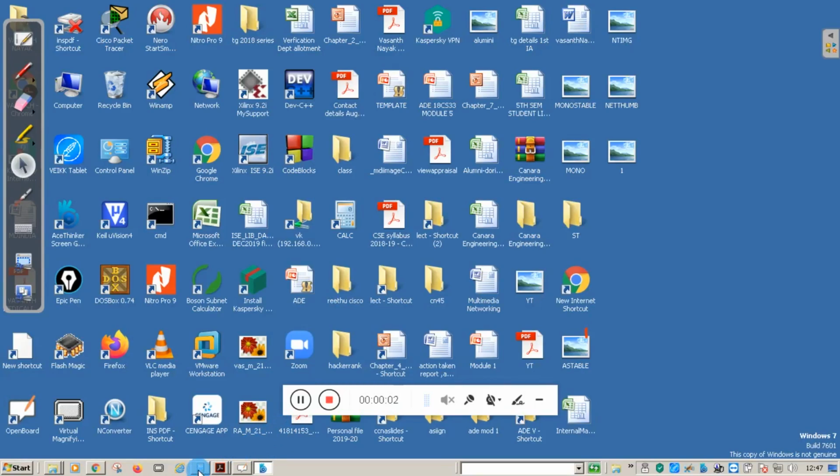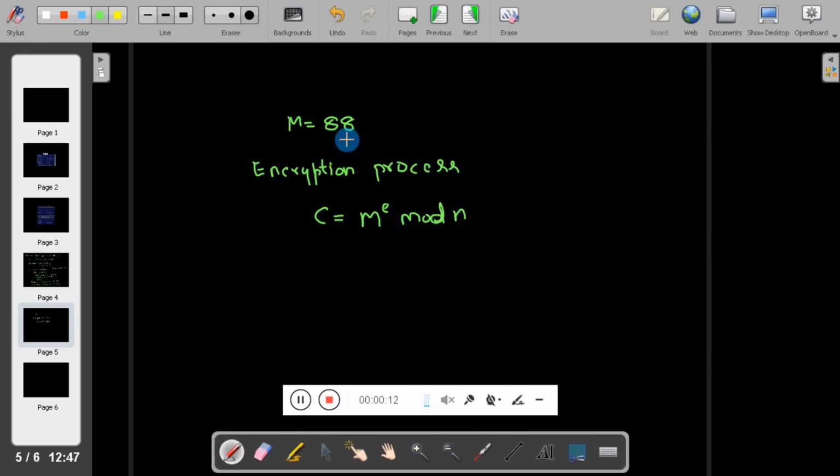So student, now we will see how to calculate ciphertext from the plain text. We have message M = 88, and in the encryption process we raise M to the power E mod n, which is the ciphertext. Substituting the values, 88 raised to the power 7 mod 187 gives the answer 11. So our ciphertext is 11.